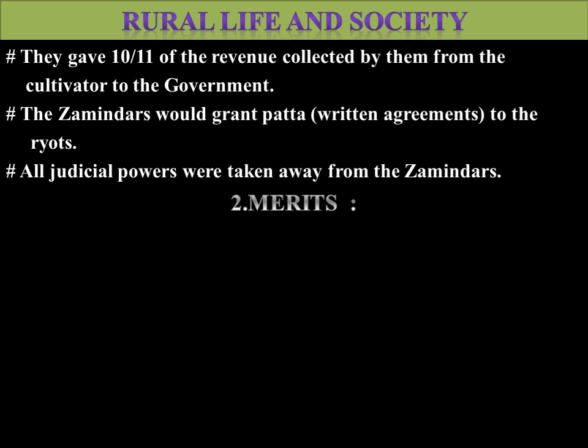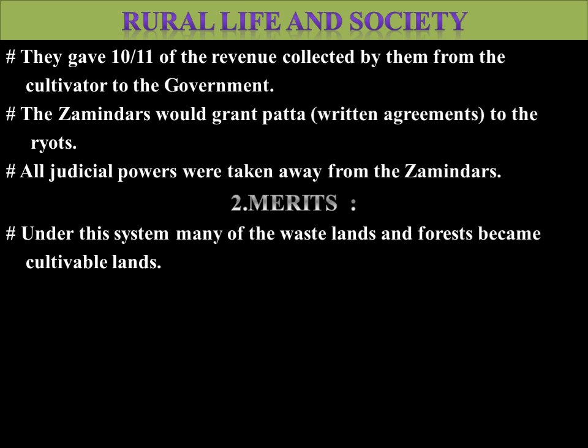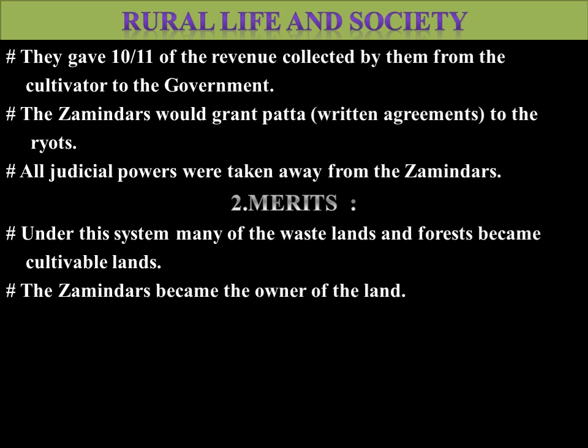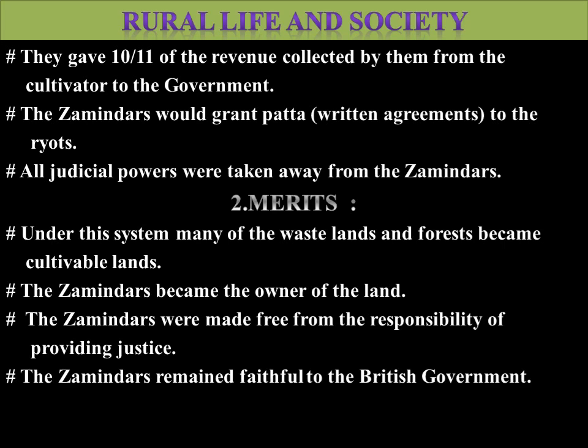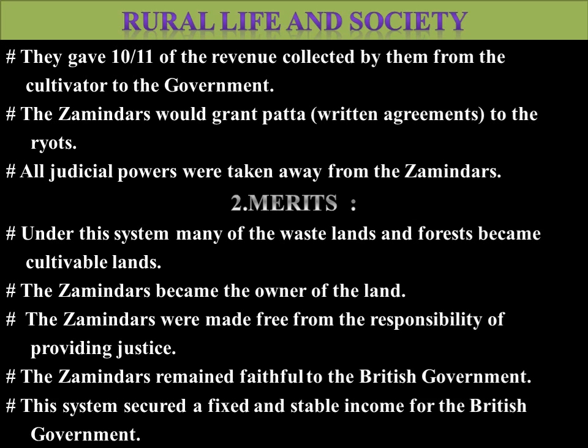Now we are going to learn about the merits of the Permanent Settlement. Under this system, many of the wastelands and forests became cultivable lands. The Zamindars became the owners of the land. The Zamindars were made free from the responsibility of providing justice. The next is the Zamindars remained faithful to the British government. And the last one, the system secured a fixed and stable income for the British government.